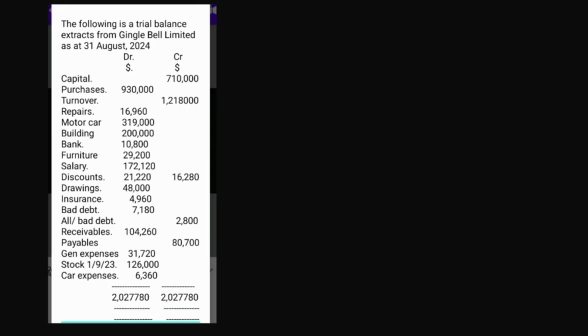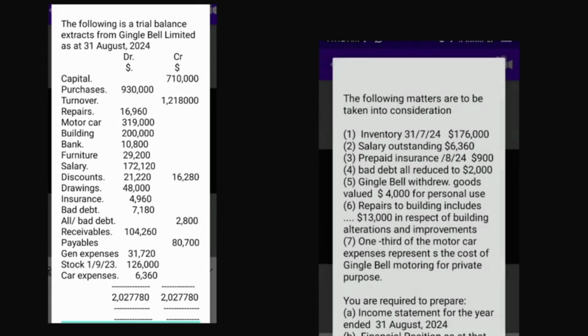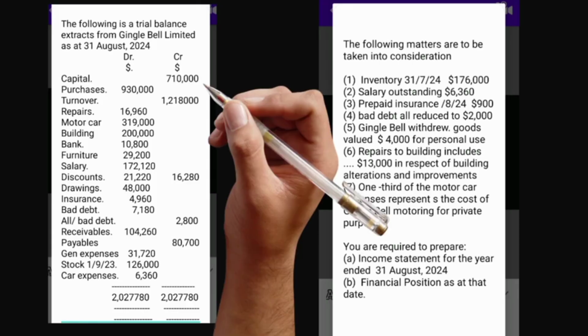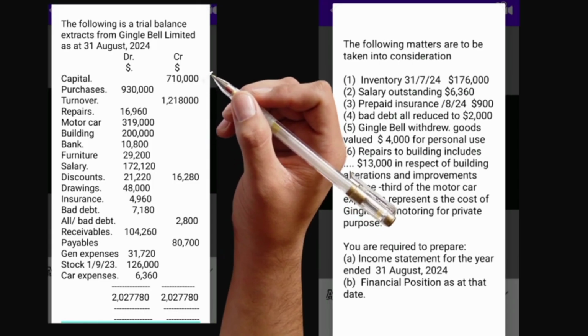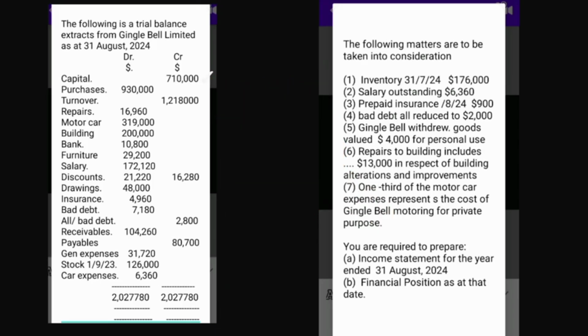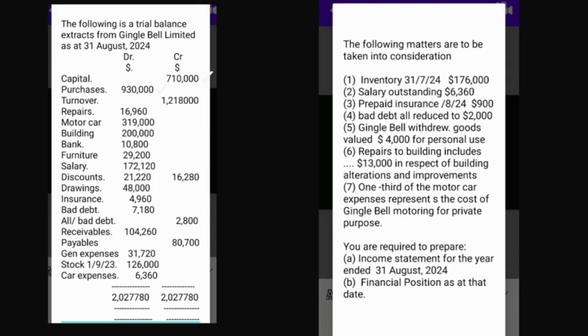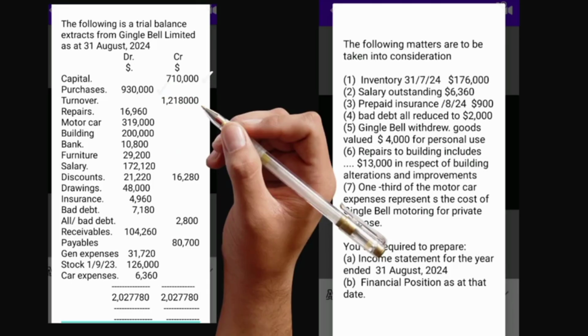Now the question is taken from the trial balance of Gingle Bell Venture. In this question, there are so many adjustments which you will learn. There are adjustments in stock, and adjustments in so many areas of the question. So let us go. Now the question reads.